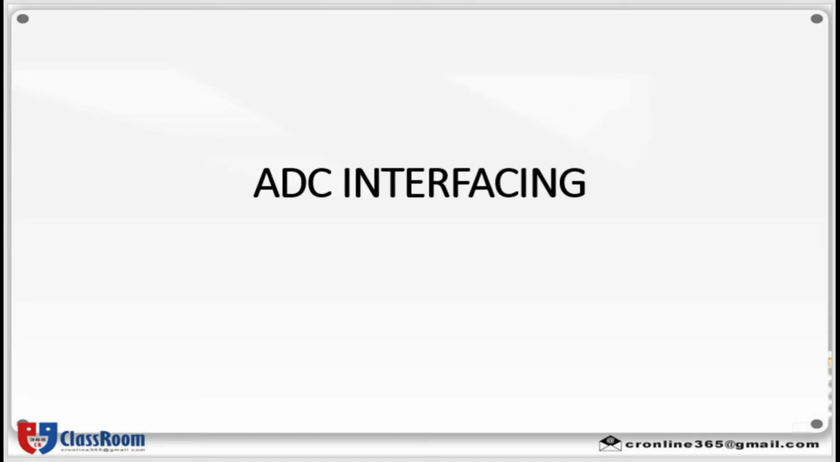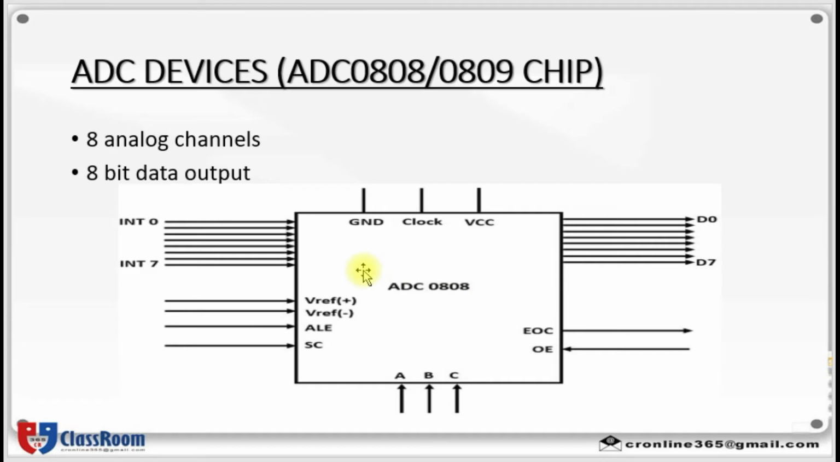So let's see the pins first. Here we have used the ADC 0808 or 0809 chip. This 0808 chip has 8 analog channels. Here the analog channels are represented by IN0 to IN7 pins. These are the analog inputs. These analog inputs have to be converted into digital output by means of the D0 to D7 pins. So D0 to D7 are the digital output pins.